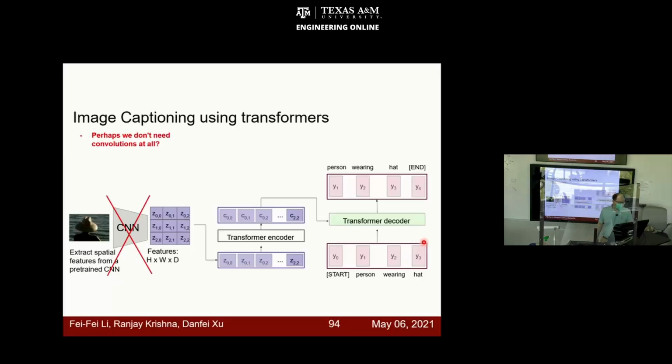But do we need CNNs at all? That was a question I asked last time. So what is your answer now? Do I need CNNs at all? Can I just use the transformers and feed the raw image pixels directly to the transformer encoder? Can I do that?